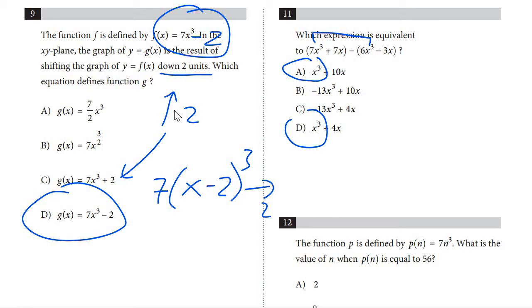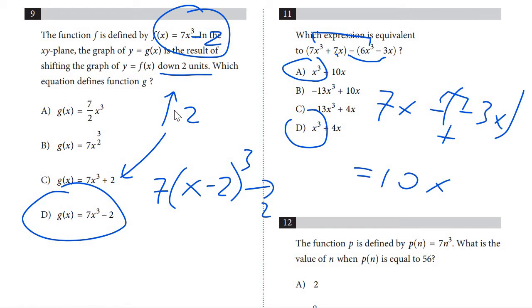So let's look at the other term, the x term, 7x minus negative 3x. Whenever you have minus negative, your teacher should have taught you that results in plus. So you're going to get 10x. So the right answer is A and not D.